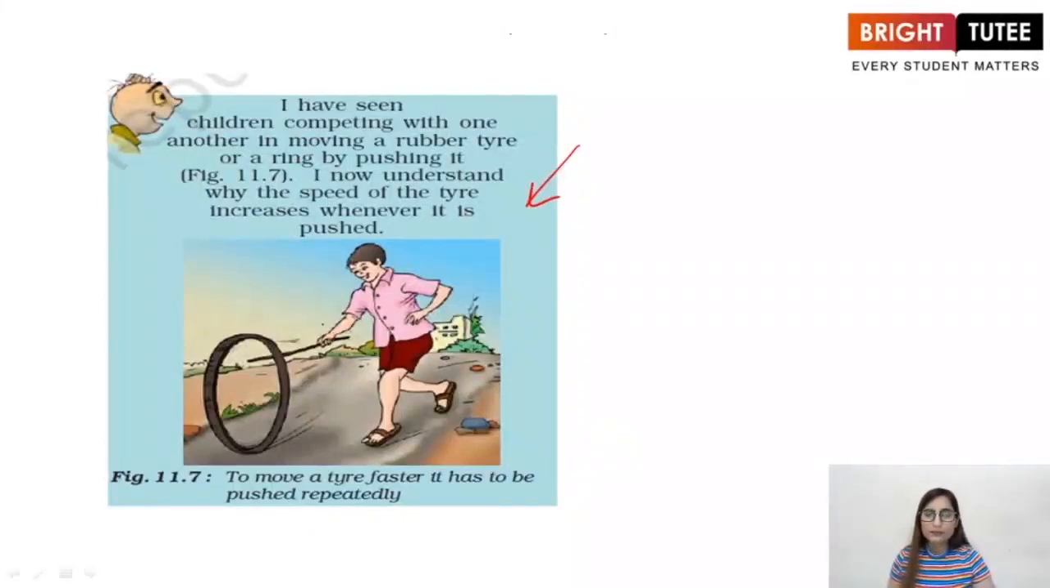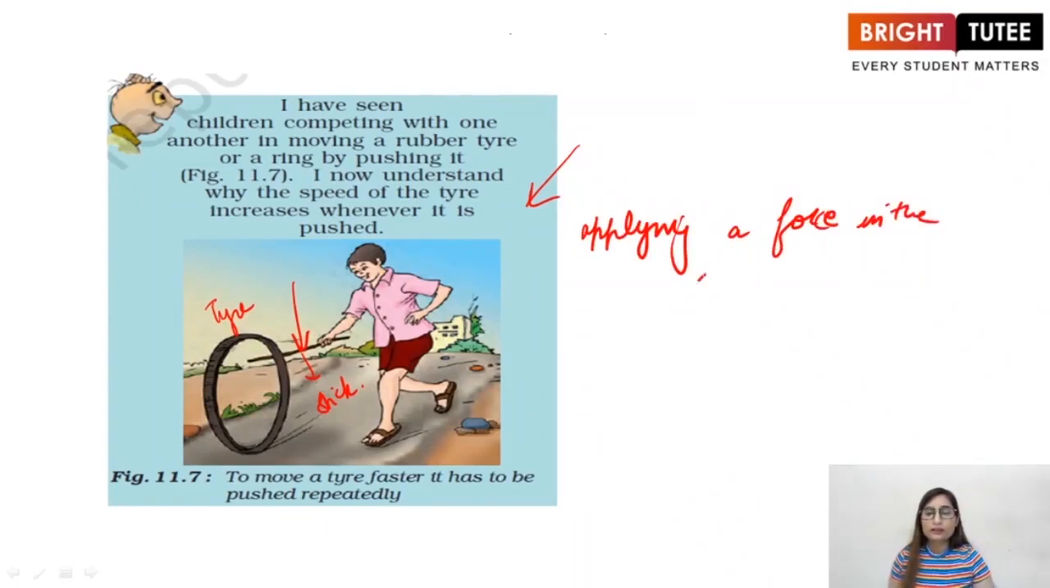Now there is an example from childhood. Some children play this game. There is a tire and there is a stick, right? To keep the tire moving, you have to continuously hit the tire with the help of the stick. So what are you doing basically? With the help of this stick, you are applying a force in the same direction, isn't it? The tire is moving in this direction and you are applying force in this direction so that the tire's speed increases, right?